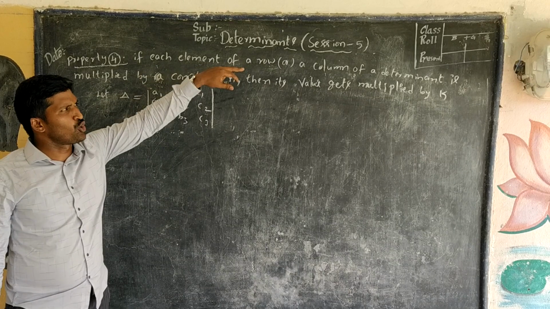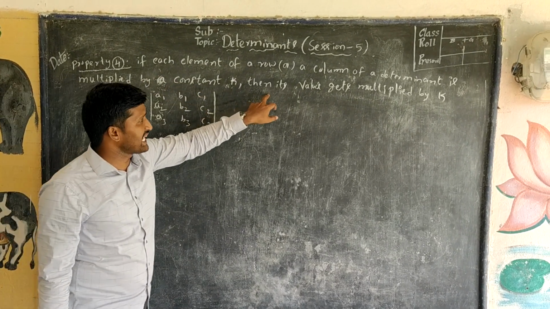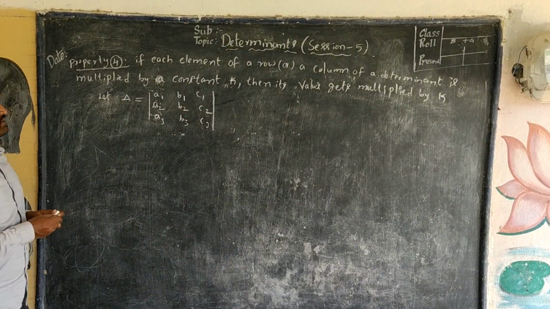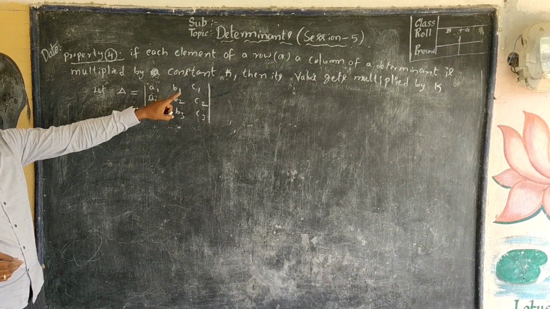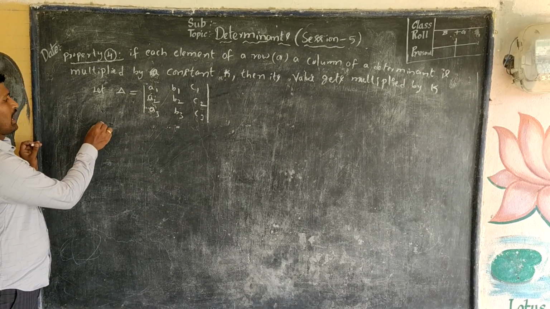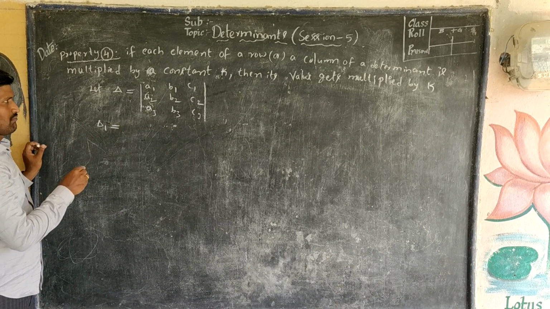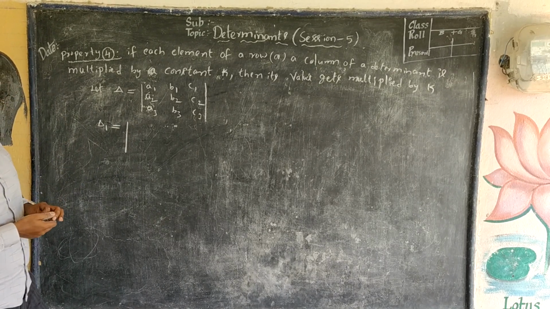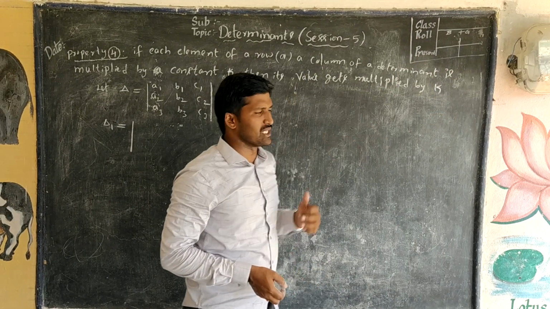If each element of a row or a column of a determinant is multiplied by a constant k, then its value gets multiplied by the constant k. To prove this, I take a delta like this: delta of A1, B1, C1, A2, B2, C2, A3, B3, C3. Now I will multiply by the constant k along row 1. Along any row or any column we can multiply. Finally, we need to prove that the determinant value gets multiplied by the constant k.